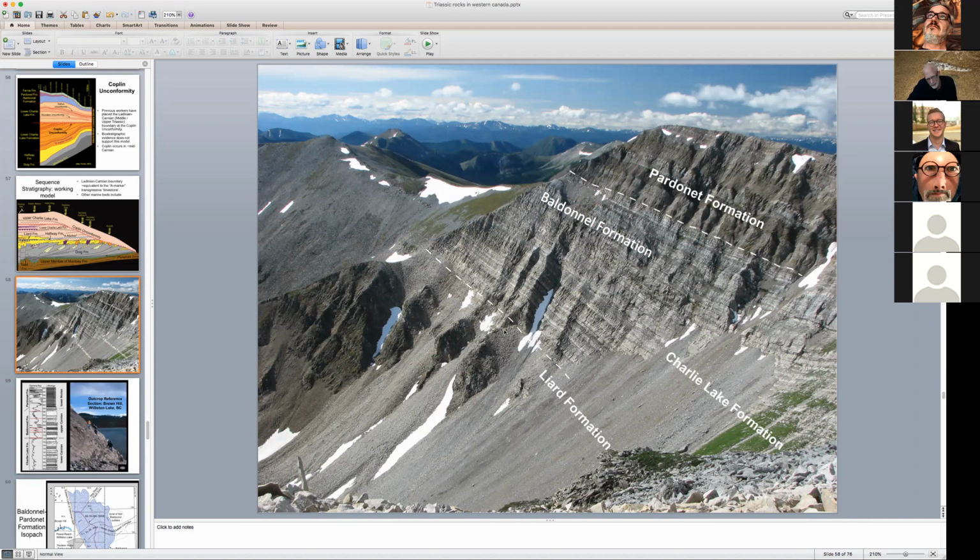So the Charlie Lake right here, the Liard is shore face. The Charlie Lake right here is non-marine, marginal marine. It's aeolian sand dunes, wind-blown sand dunes, and evaporites and what have you, back into a carbonate shore face right here, which is really quite cool.